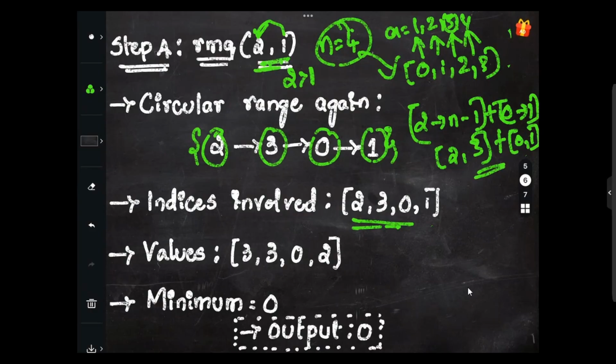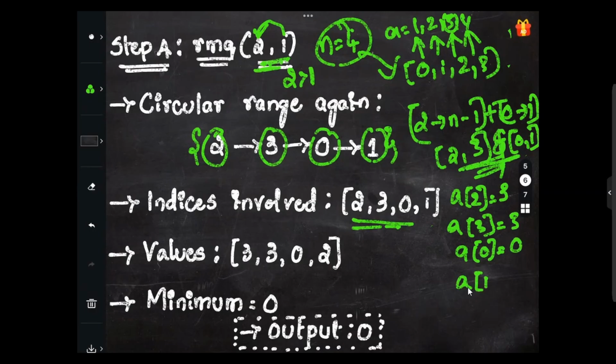So this becomes 2 comma 3 plus 0 comma 1, or 2 comma 3 and 0 comma 1, we are including here. This is fine. So the elements involved are 2 3 0 1, right? So a of 2 becomes 3, and a of 3 becomes 3 as well. So we are updating. A of 0 becomes 0, and a of 1 becomes 2. So the values become 3302. This is how we got 3302.